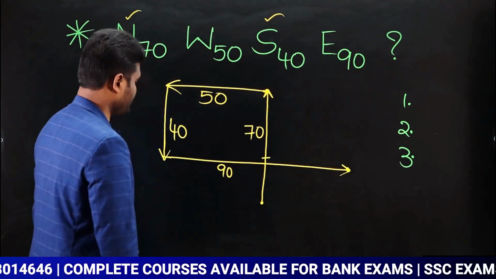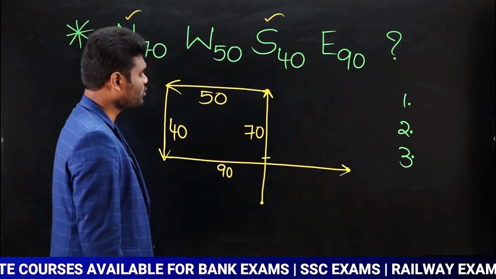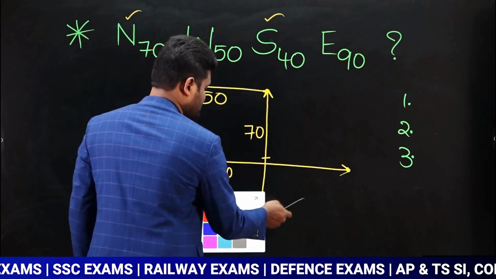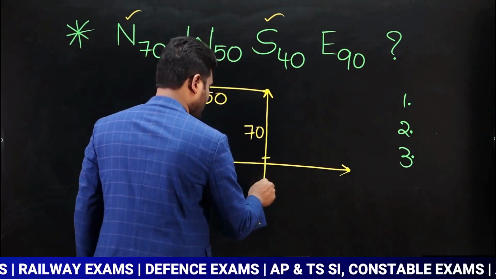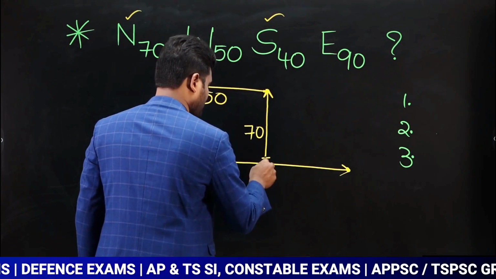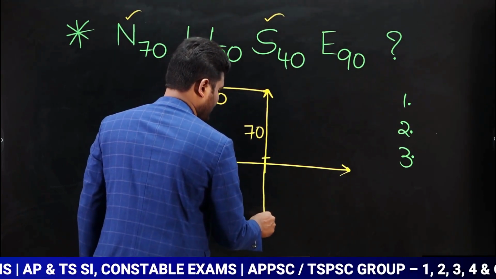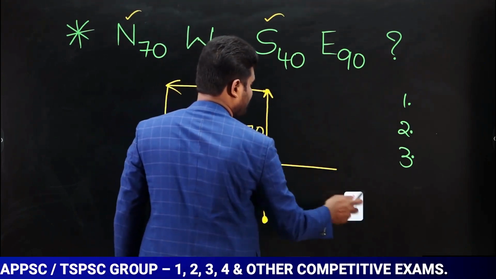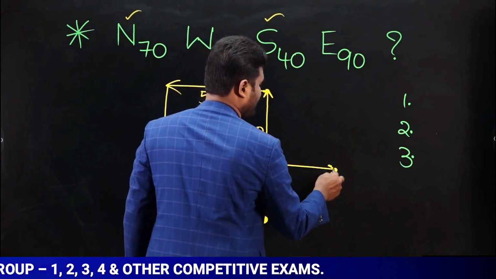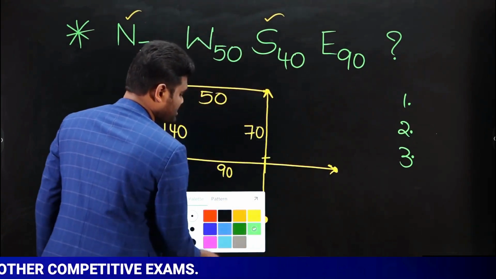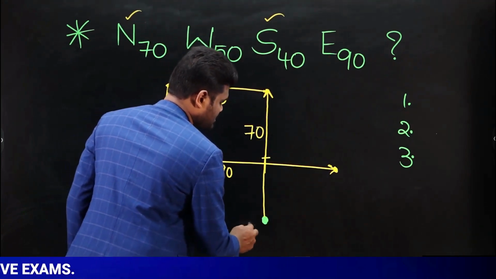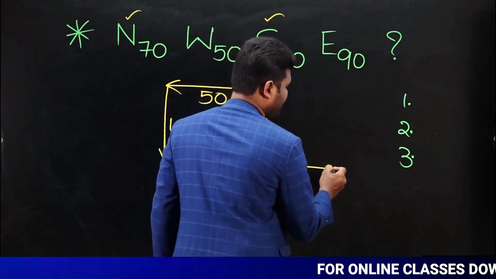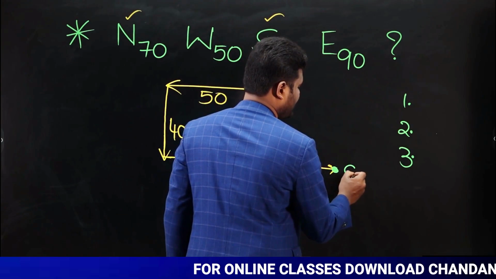Okay, now observe carefully. What is our question? Our question is the distance between starting point and ending point. Yes or no? This is our first question. Now if you observe, this is our starting point, and this is our ending point.